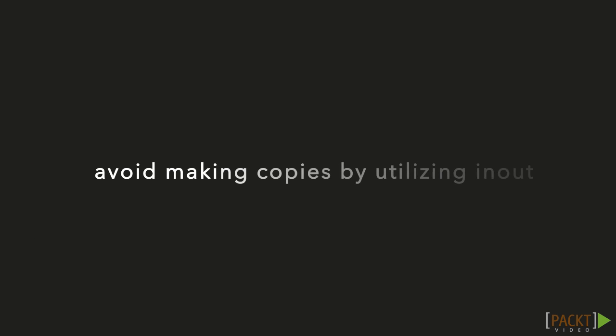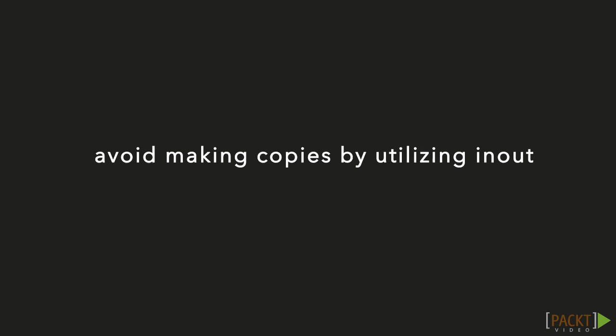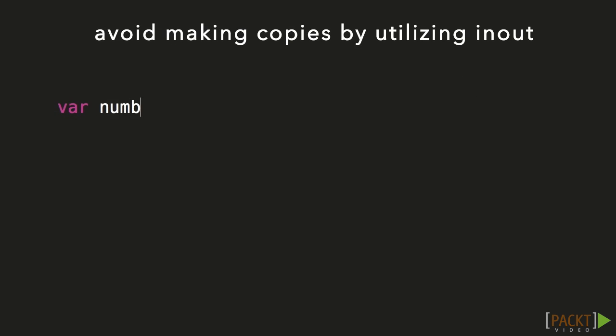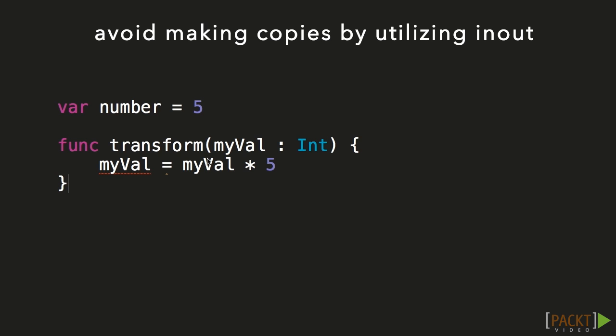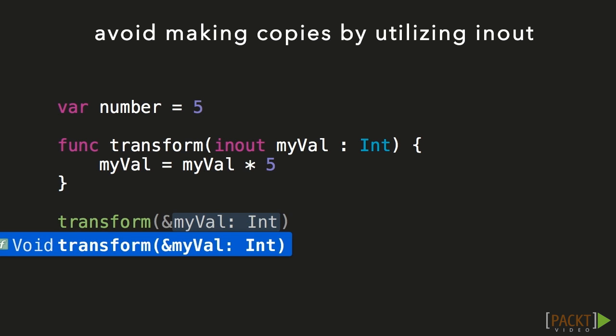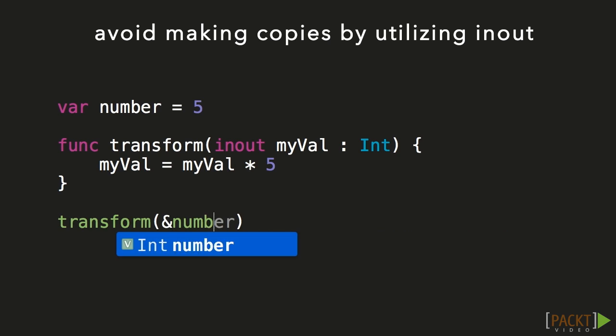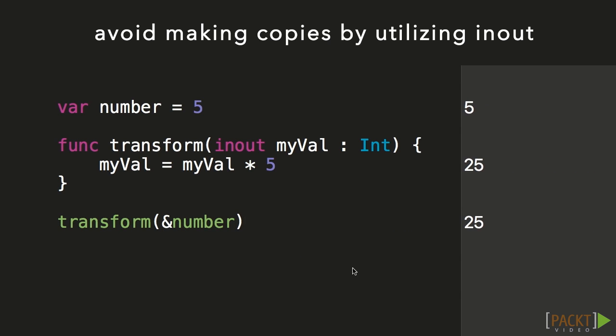6. To avoid creating copies, utilize inout. Functions capture the values passed into them by creating new copies. However, Swift offers an inout keyword. Inout allows us to pass an object into a function and modify the original rather than creating a new copy. This has the ability to improve memory performance depending on what you pass in and what type of operation you're performing inside your function.